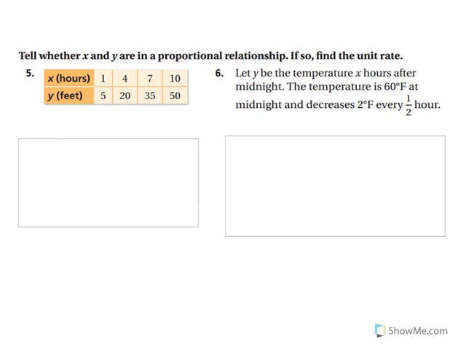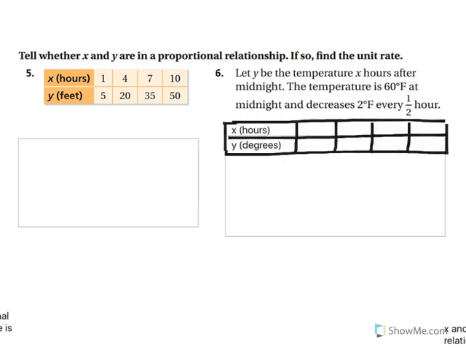And then for number 6, it says, let y be the temperature x hours after midnight. The temperature is 60 feet at midnight and decreases 2 degrees every half hour. Let me ask you to do this. For number 6, go ahead and make a table, and then use that table to determine whether it's a proportional relationship. Okay? So I'm going to go ahead and pause you guys while I get the answers prepared, and you're getting them prepared, and we will meet again here in a few moments.